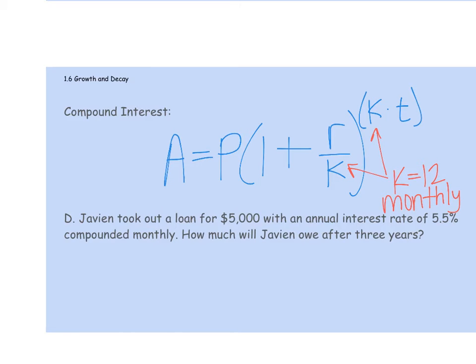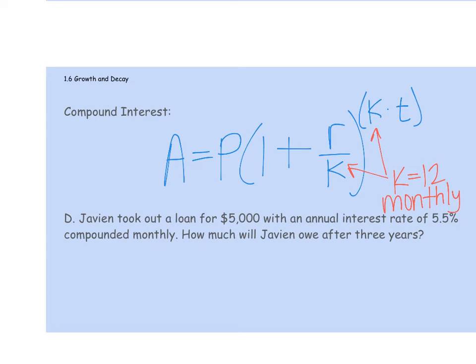We may get into yearly, which would be 1. Daily would be 365. Quarterly would be 4, and so on. So like I said, we're just going to stick with monthly. So K is always going to be 12 in this formula.